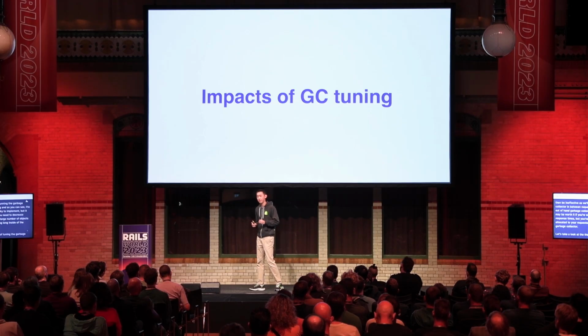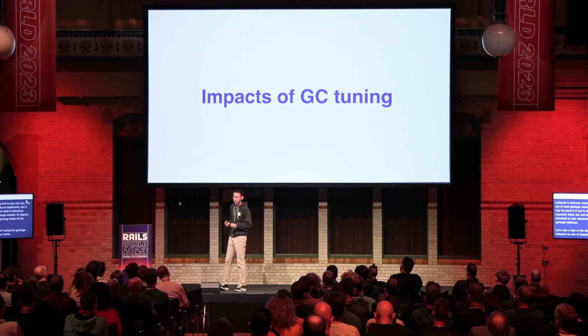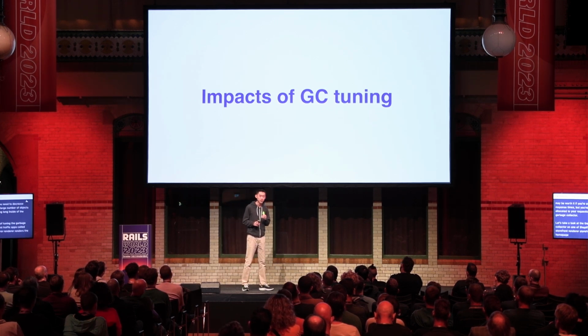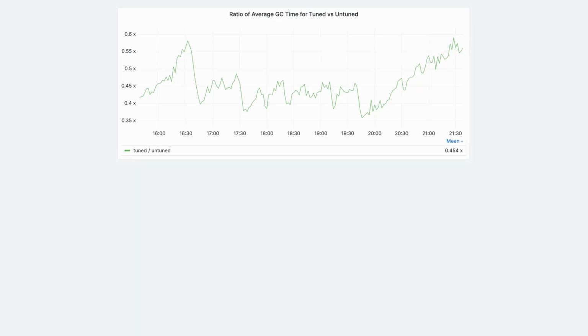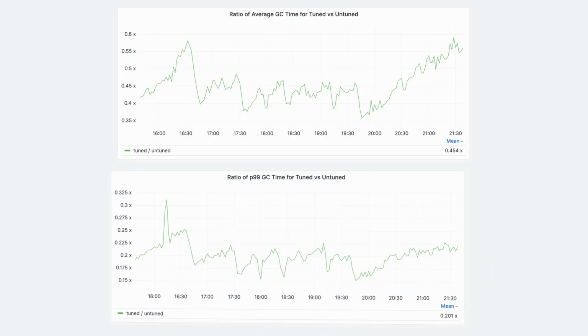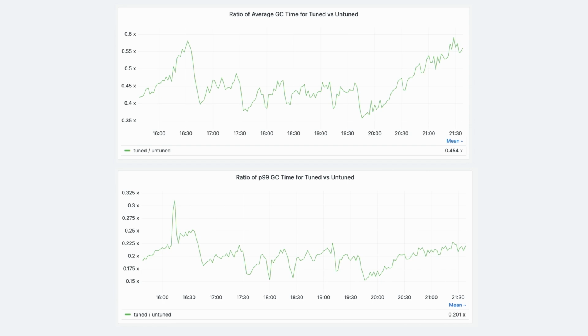Let's take a look at the impacts of tuning the garbage collector on one of Shopify's highest traffic apps called Storefront Renderer. Storefront Renderer renders the home pages and product pages that buyers interact with on Shopify. So it's very important that this app has fast response times. After tuning the garbage collector, we decreased the average time spent inside of the garbage collector per request by 50%, and decreased the 99th percentile in the garbage collector per request by 80%.